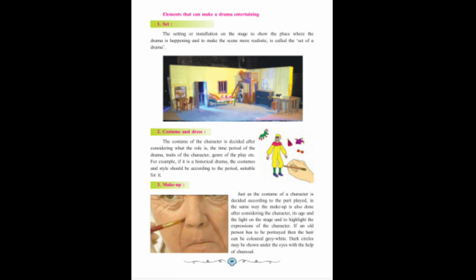The third one is makeup. Just as the costume of a character is decided according to the part played, in the same way the makeup is also done, after considering the character, its age and the light on the stage, and to highlight the expression of the character. If an old person has to be portrayed, then the hair can be colored white or grey. Dark circles may be shown under the eyes with the help of charcoal.